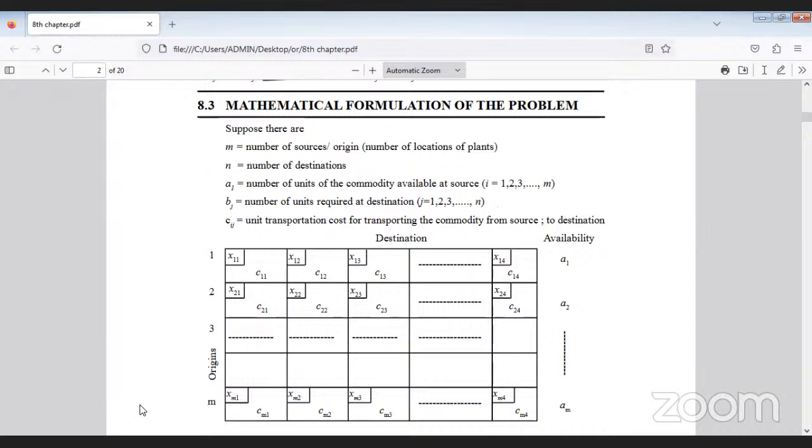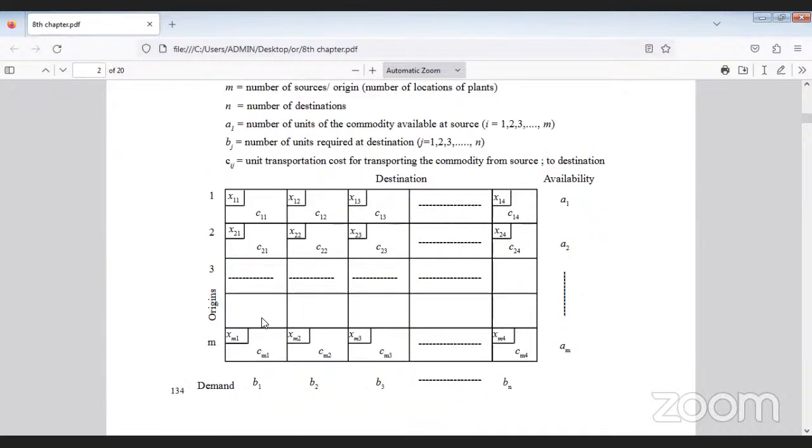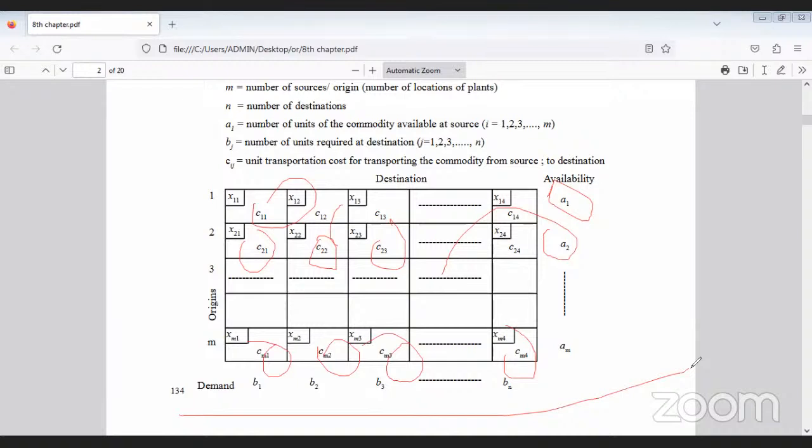You have to write the mathematical form of the model as a table: x11, x12, x13 and x14. So with x11 we write C11, C12, C13 and C14. This is called the availability A1. Then x21, C21, the matrix formula, C23 and C24, and also that is A2. Xm1 means Cm1, Cm2, Cm3, Cm4, that is Am. The demand is B1, B2, B3, up to Bn.